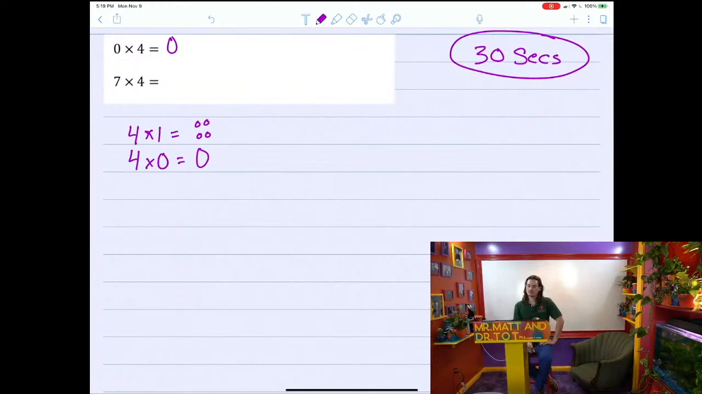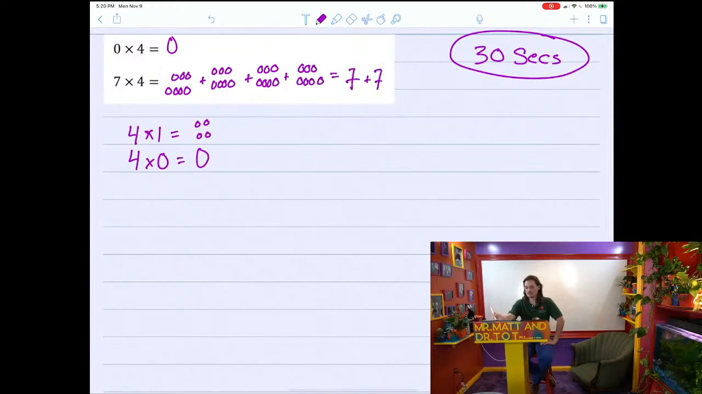For the second question, we have 7 times 4. So we can think about that as 7 4 times. Or we can numerically represent it as just 7 plus 7 plus 7 plus 7. 7 plus 7 is 14. 14 plus 7 is 21. 21 plus 7 is 28. So the answer to the first problem is 0. The answer to the second problem is 28.